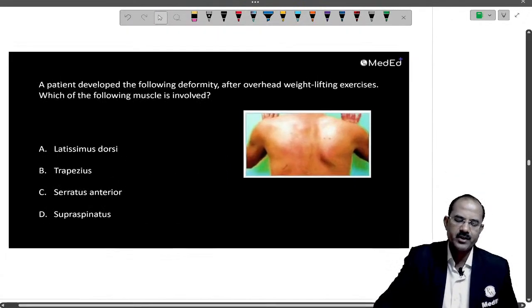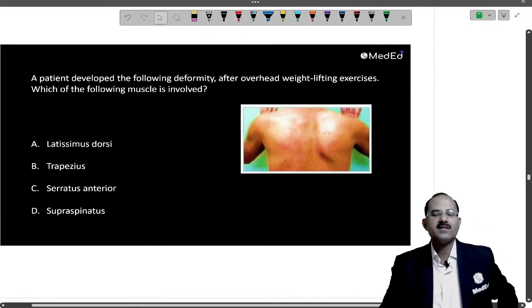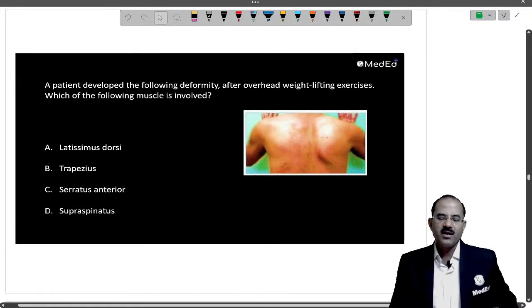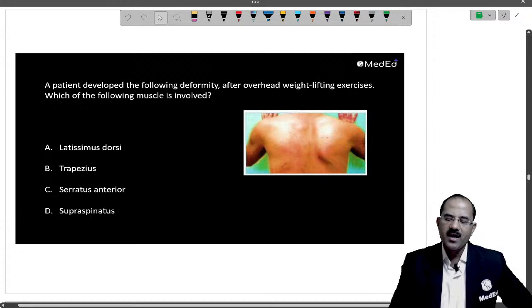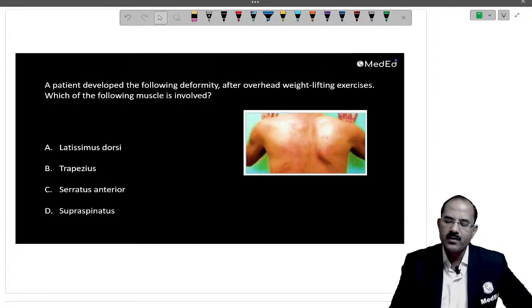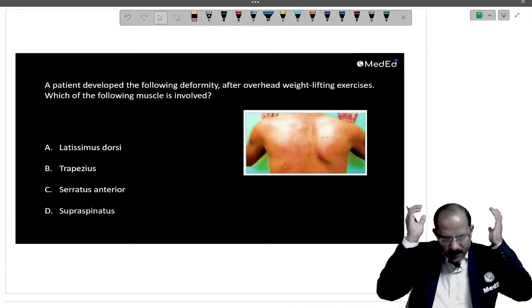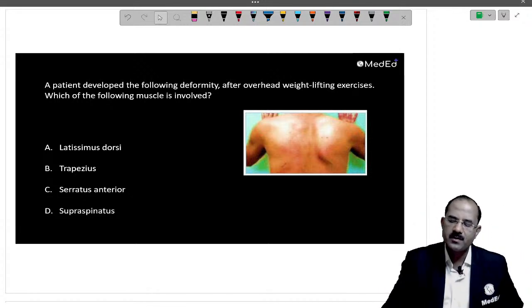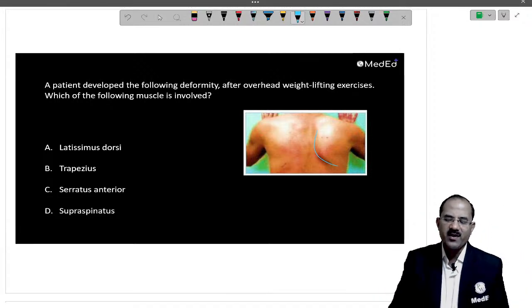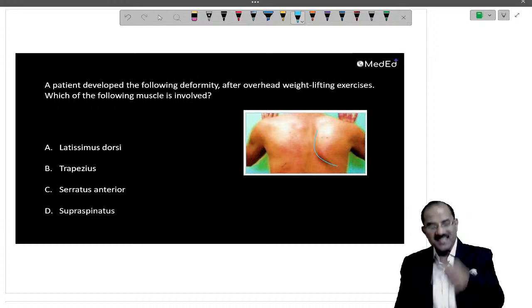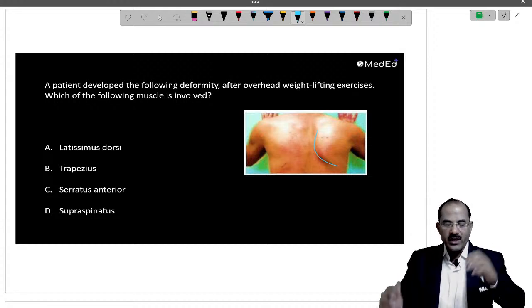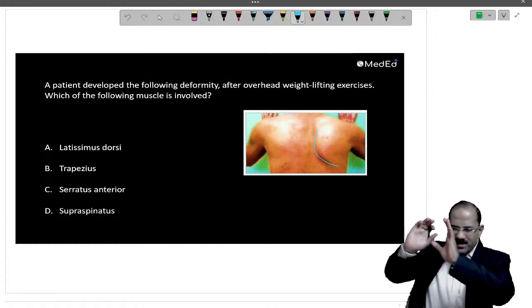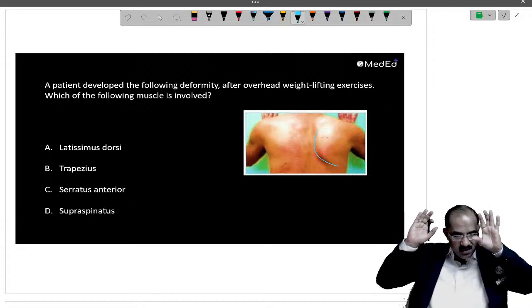Okay, great. Very good. Answer this, children. A person developed the following deformity after overhead weight lifting exercises. The person is lifting heavy weights and develops this. What is this? That's the winging of scapula. Now, what is the person doing? The person is touching the wall.